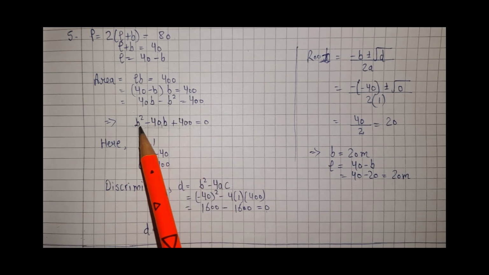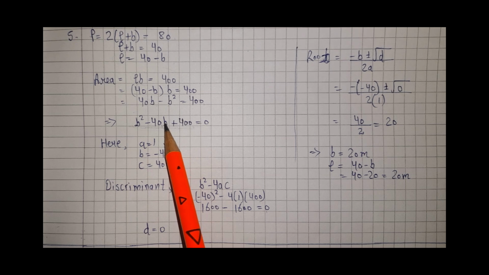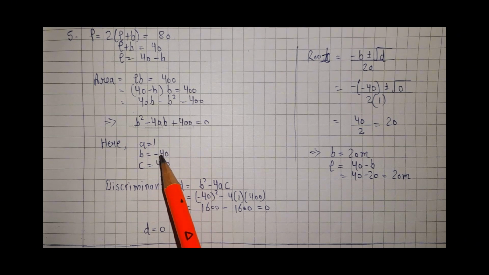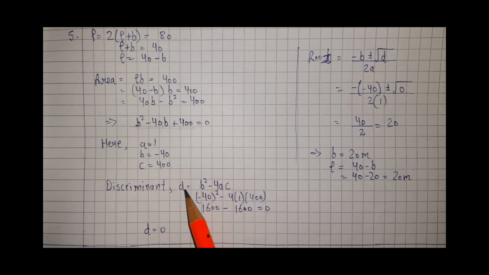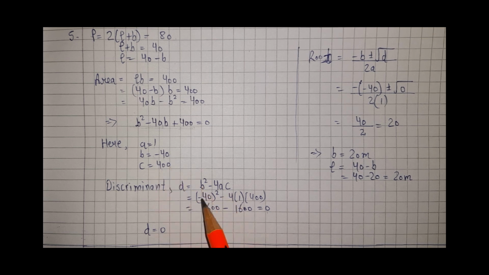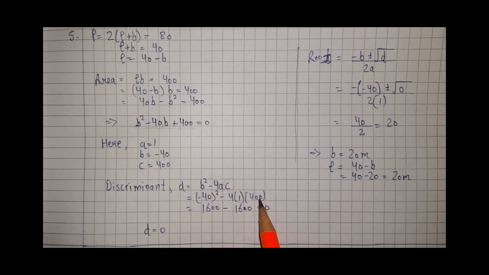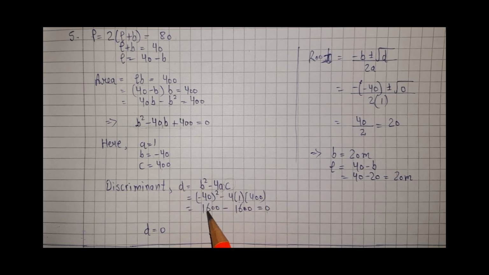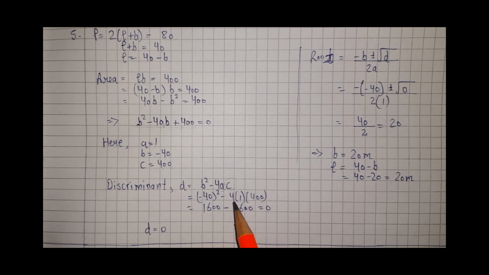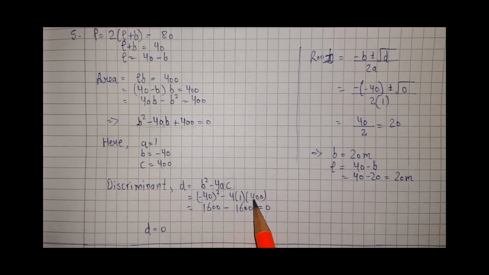equals 0. This is our quadratic equation in B, where a equals 1, b equals minus 40 and c equals 400. So the discriminant equals b square minus 4ac, minus 40 whole square minus 4 into a equals 1 and c equals 400. Minus 40 whole square equals 1600, minus as it is 4 into 400 equals 1600. So the discriminant equals 0.